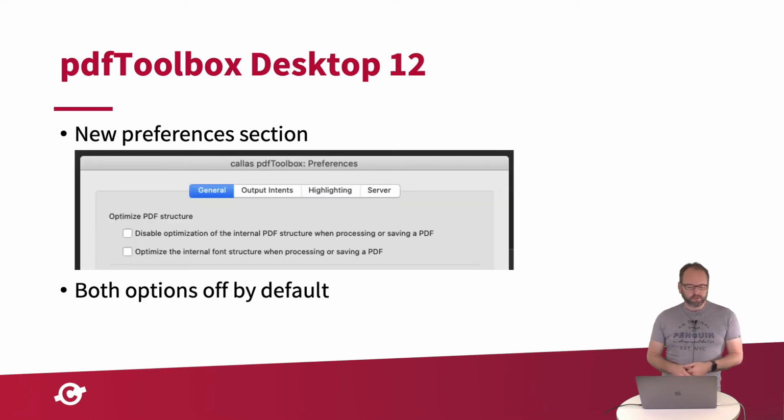Which different ways? Well, this is what you have in the desktop. If you look at the preferences panel in pdfToolbox 12, you'll see that there is a new preference section under General that talks about optimization and where you can disable or enable individual parts of the optimization that you can do.